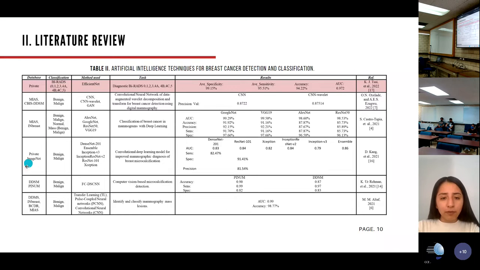This table shows a compilation of various scientific investigations corresponding to the detection and classification of breast cancer. It is made up of six columns, among which are database, classification, method used, task, result, and reference. It is important to highlight the first article of the table, where for the first time the classification was made by means of the categories of the BI-RADS system. Also, the other articles in this table show great results in their corresponding metrics.